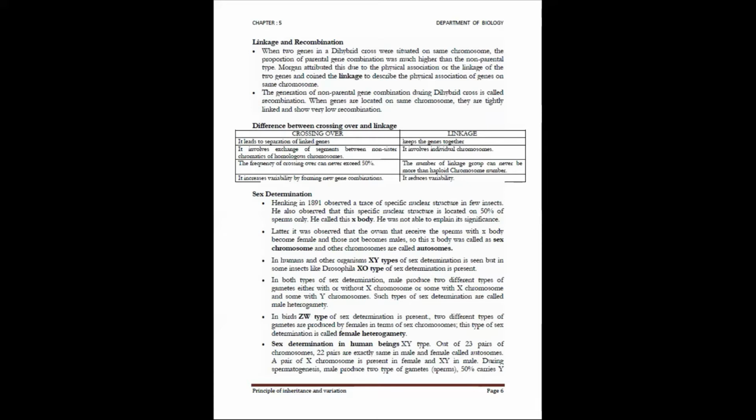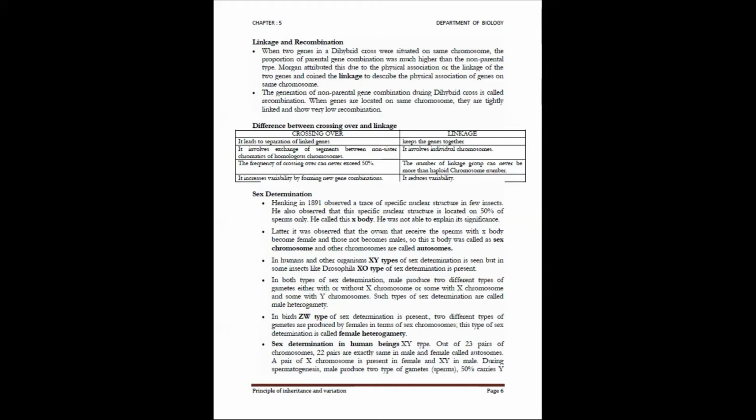Moving on to sex determination, yes, this is a very frequently asked question. Even the scientist name, that is Henking, in 1891, he observed the trace of specific nuclear structure in a few insects. This also would be asked. And then something called autosomes and allosomes. Out of 46 chromosomes present in human beings, 44 chromosomes are autosomes, and the 45th and 46th chromosomes are allosomes, that is nothing but the sex chromosomes.